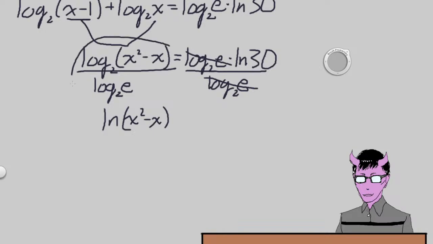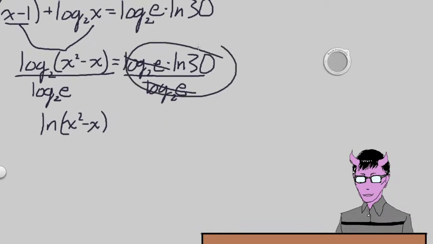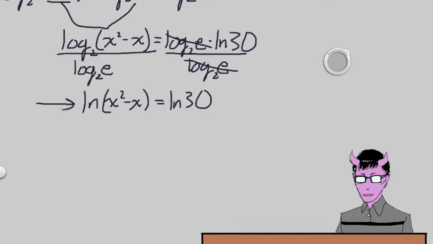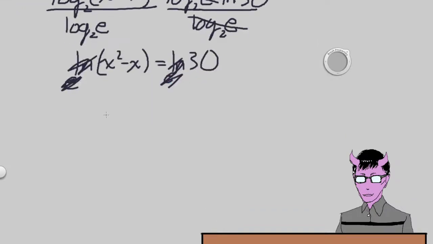So change of base rules. This is going in reverse and then equating it with natural log of 30. Alright, I think that's an optimal situation. We have natural log and natural log. Therefore, the arguments, we can equate them together using this particular formal step. So cancel, cancel, cancel, cancel. So therefore, x squared minus x. We're going to subtract 30 from both sides is equal to 0.